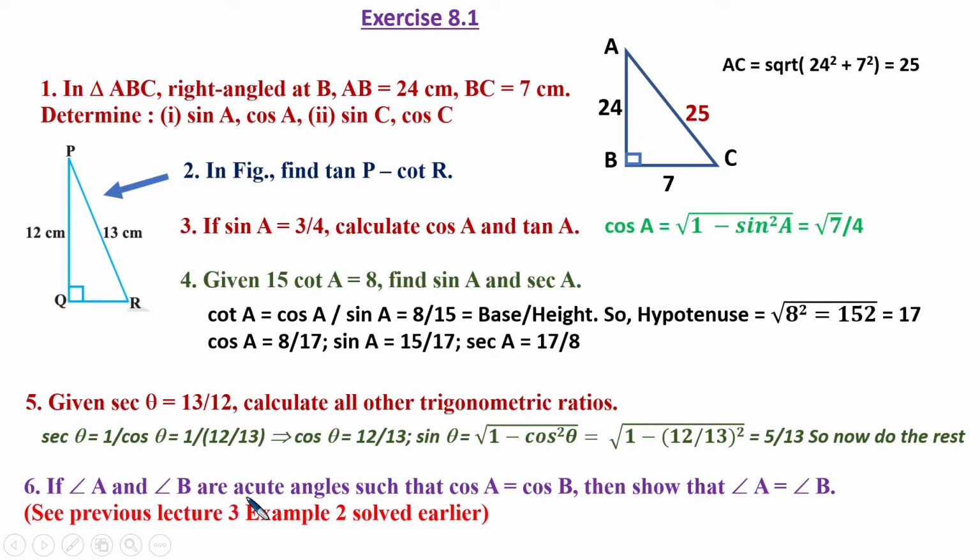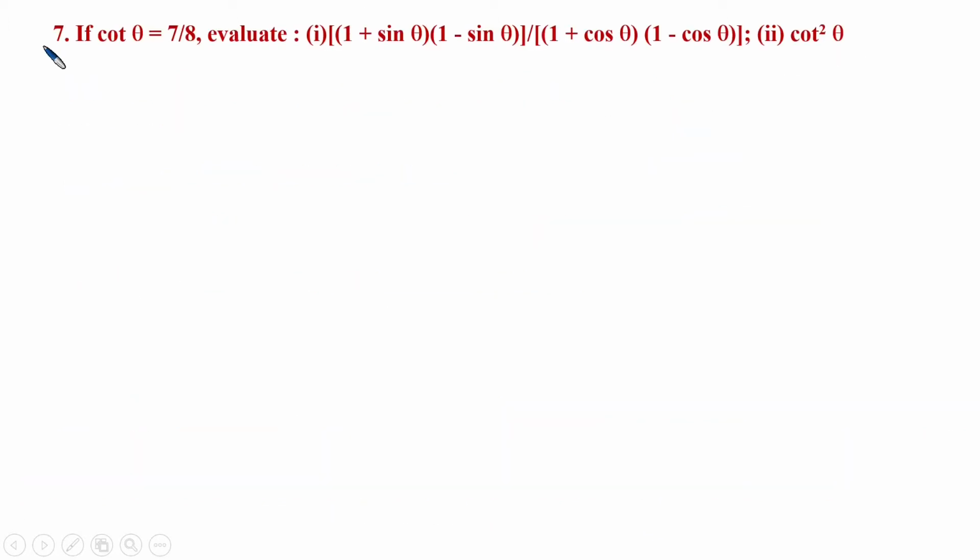Now problem 6. If angle A and angle B are acute angles such that cos A is equal to cos B, then show that angle A is equal to angle B. This we have done in the previous lecture 3, example 2 solved it. Please go through it.